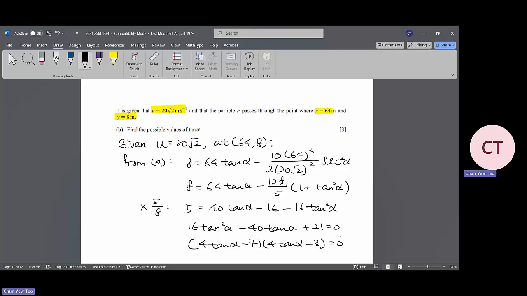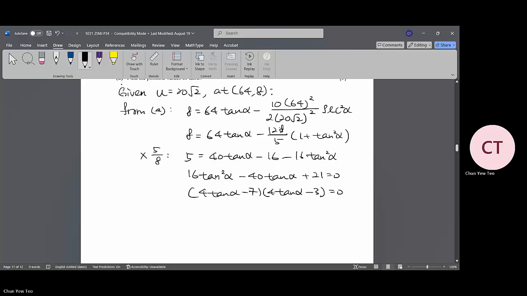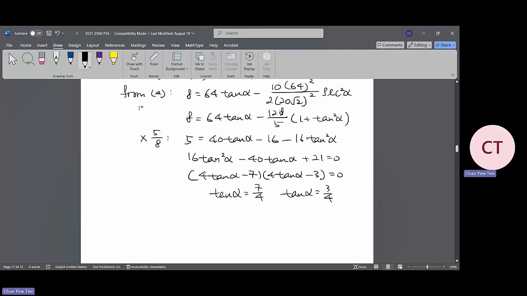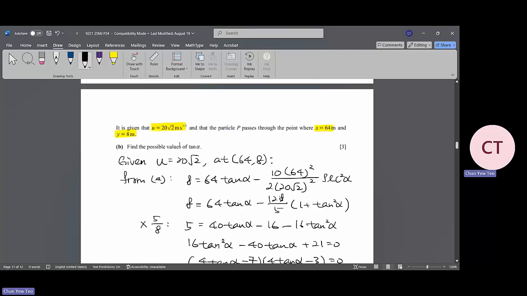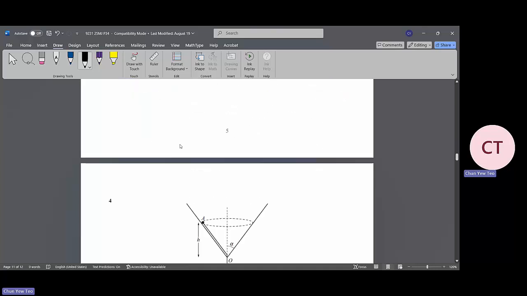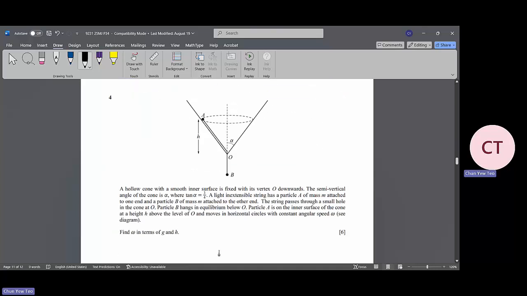Okay, so this is what we are having. Then your tangent alpha is equal to 7/4, and your tangent alpha is equal to 3/4. So these are the two possible values of the tangent alpha. Okay, done for question number 3B. Okay, move on. Question number 4.